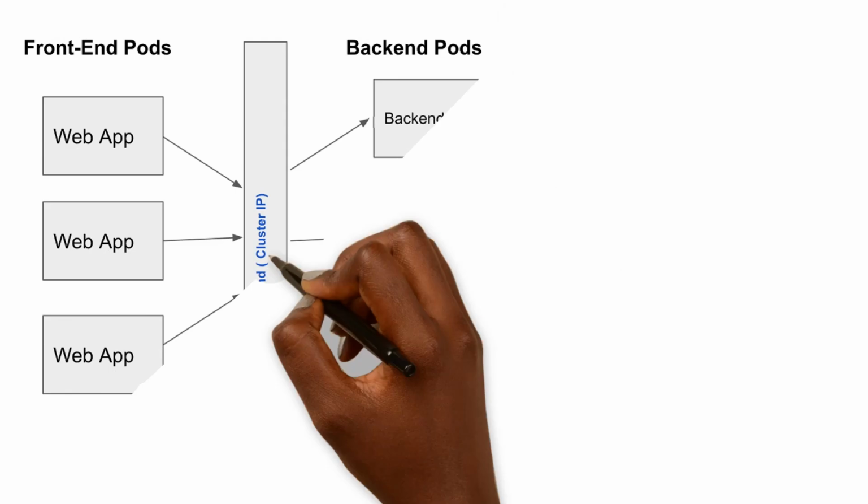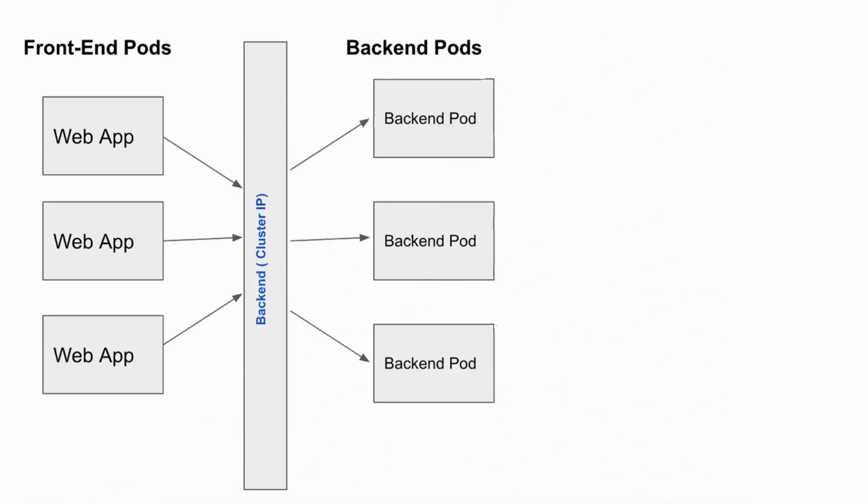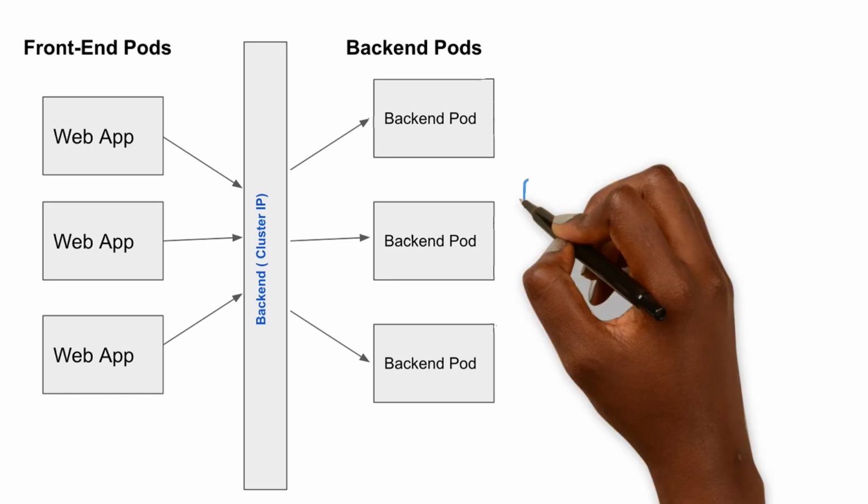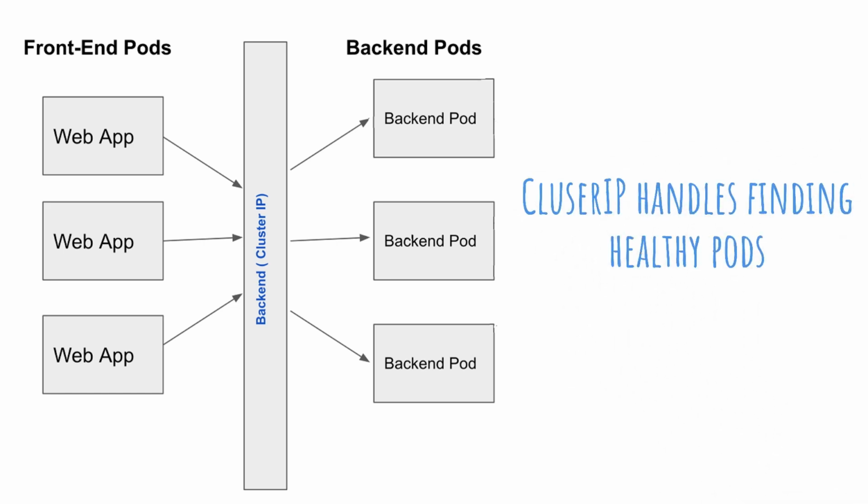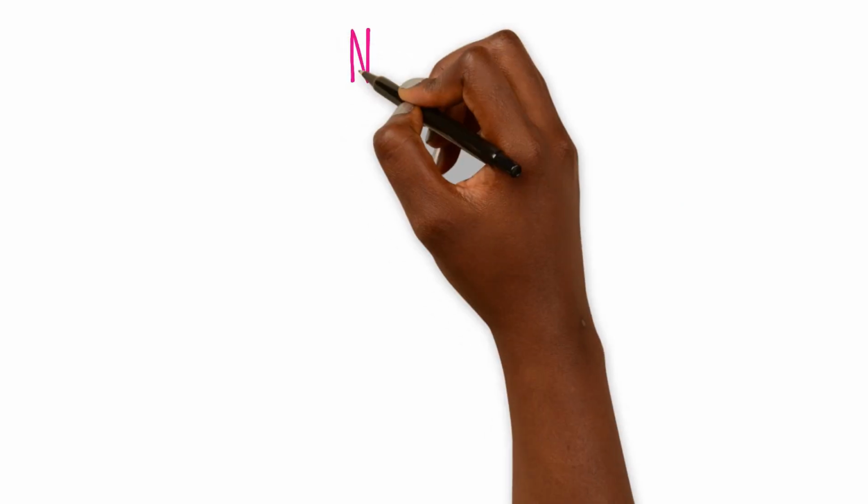It's perfect for internal application-to-application communication, such as a web front-end pod needing to talk to a back-end database pod. The front end simply needs to know the database's stable service name and port. The ClusterIP service handles all the complexity of finding the healthy pods for that database, so the front end never has to worry about changing pod IP addresses.